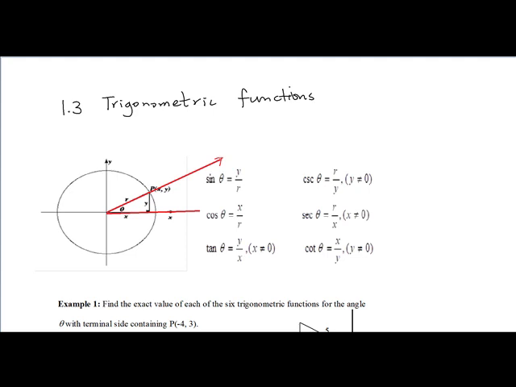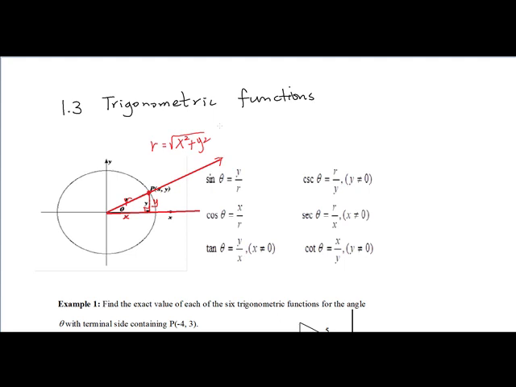Now choose any point on that terminal side, and the ordered pair representing the point is x, y. Then this is x, and you draw the vertical leg of the triangle, and this one is the vertical leg y. And then r, which is the hypotenuse, is r equals the square root of x squared plus y squared.